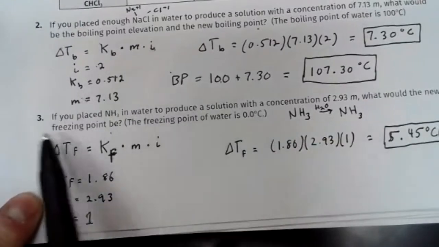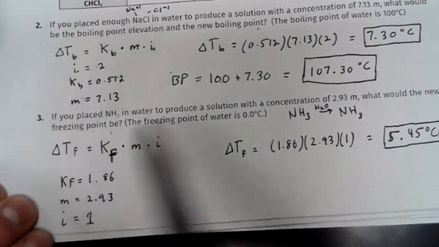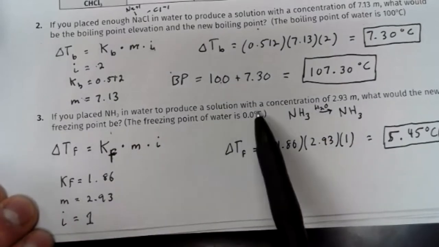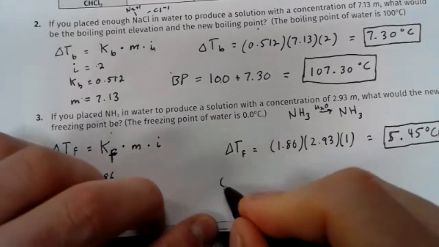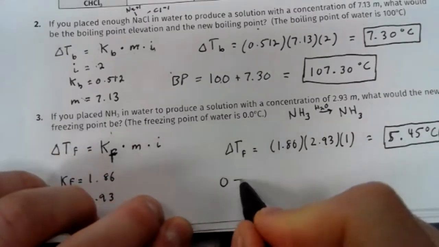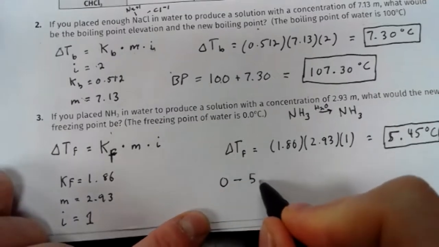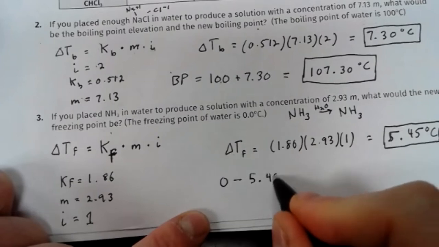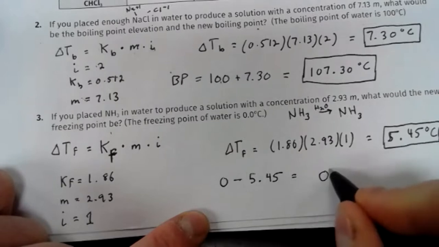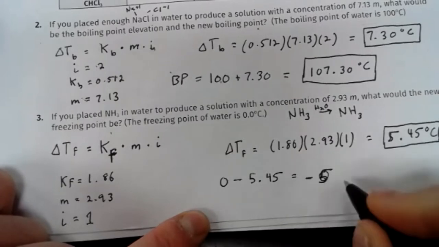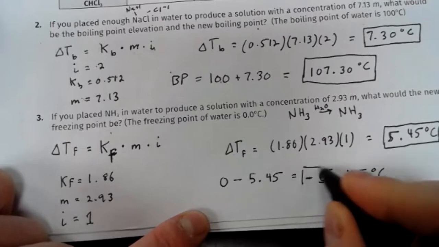Now, if we want to find what the new freezing point is, our new freezing point is going to be lower than the original, because this is the freezing point depression going downwards. So we know that water starts at 0 degrees Celsius when it freezes, but we've added a little bit of NH3 to it. We're going to subtract 5.45 degrees Celsius from that freezing point, giving us a new freezing point of negative 5.45 degrees Celsius.